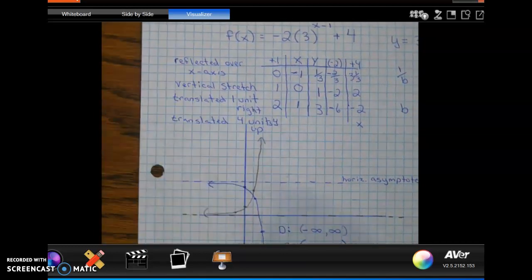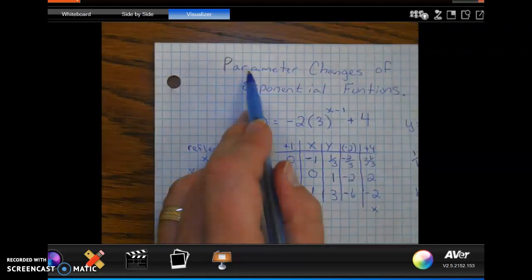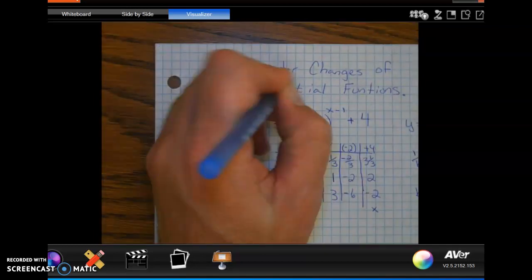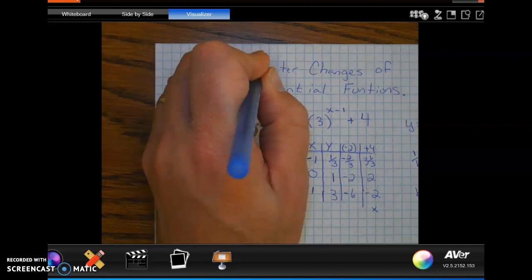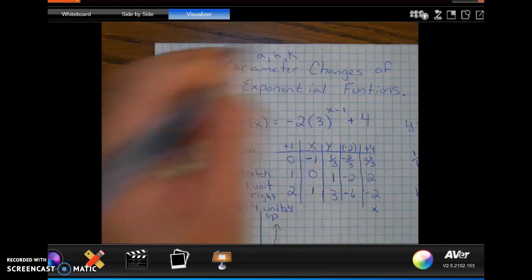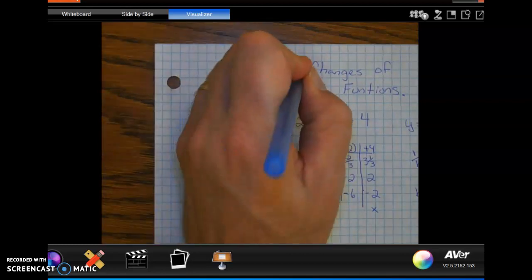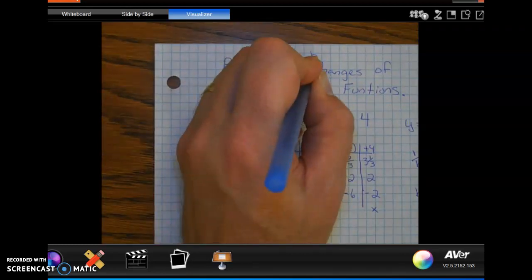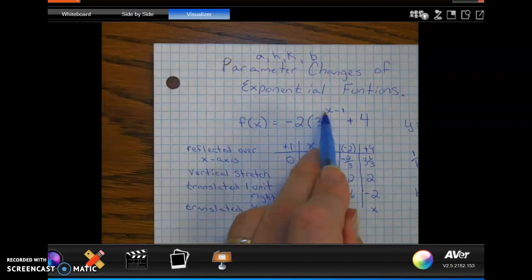These are the transformations. Remember, parameter. When you see the word parameter, you should think A, H, and K mainly, and sometimes B. And remember, B is your horizontal stretch or compression, and that would be on the X here. Okay?